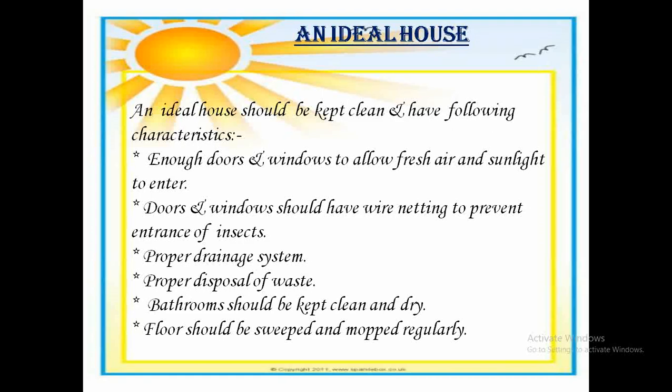A proper drainage system should be there in the house, and proper disposal of waste should be there. This means the people who are living in the house should dispose of waste wisely. If they are disposing of biodegradable waste, they should dispose of it in green bins, and if they are disposing of non-biodegradable waste, then they should dispose of it in blue bins. So people should dispose of waste wisely.